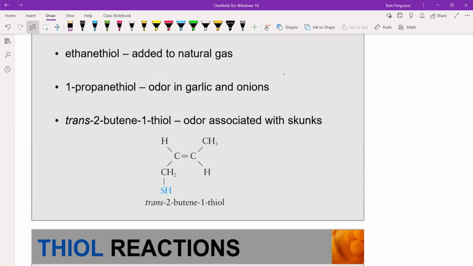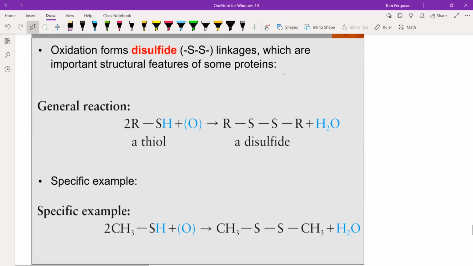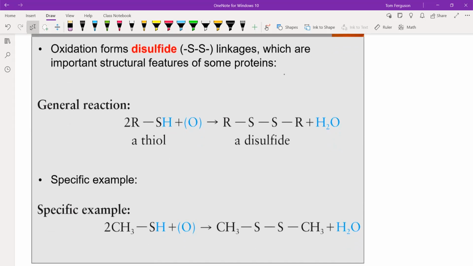Skunks, we all know skunks smell really bad. Well, that's to do with a thiol. Now, the only reaction you're going to need for thiols is oxidation. What happens is, remember, this is like an alcohol.